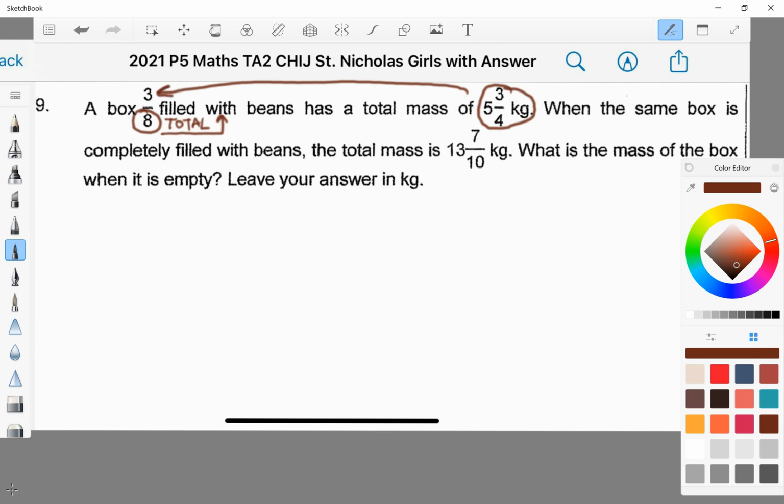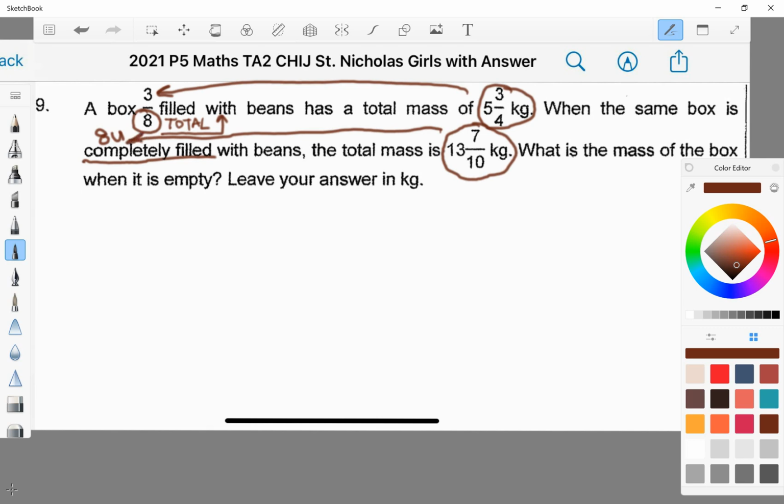Moving on, they told us that when the same box is completely filled. So what do we understand by completely filled? Completely filled basically means that the box is at 8 units full. And when it's 8 units full, the mass of the box with all the beans will be 13 7/10 kg. As we all know, this 13 7/10 kg is an example of a mixed number.